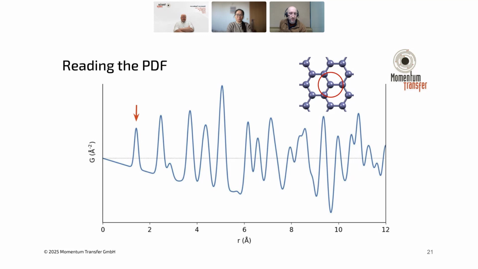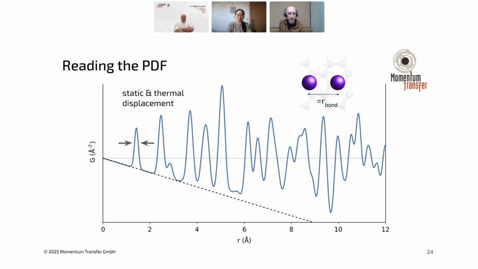And I can keep traveling out to further distances and get a peak every time I hit a new coordination shell. The baseline that these peaks sit on in this form of the histogram has to do with the overall atomic density of my material. So this is minus 4 pi r rho naught, with rho naught being the atomic density.